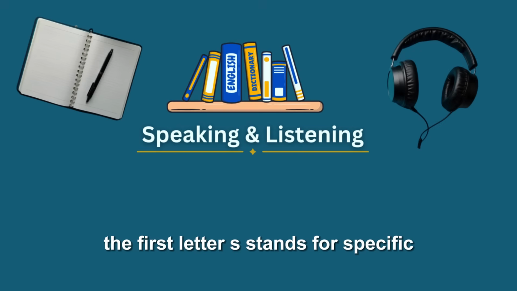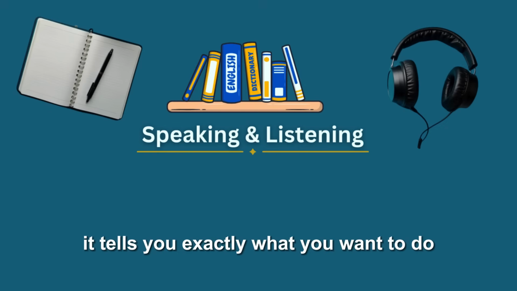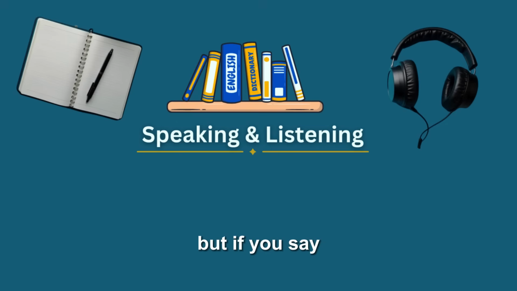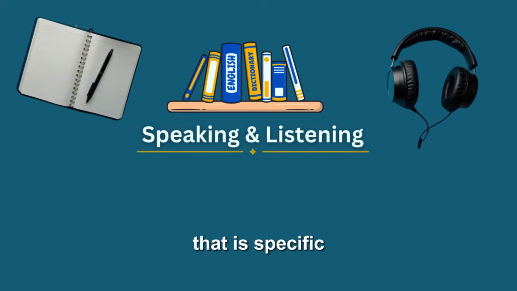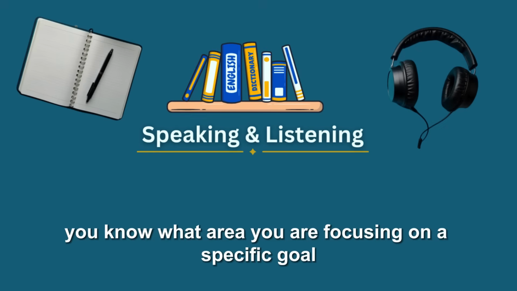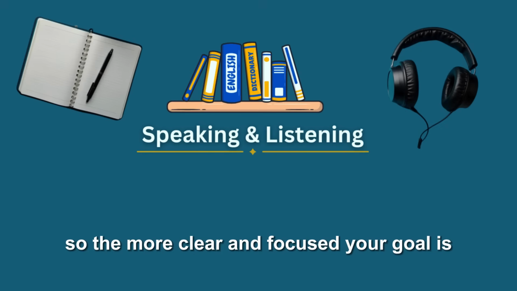The first letter S stands for specific. A specific goal is clear and not general. It tells you exactly what you want to do. For example, if you say, "I want to learn English," that is not very specific. But if you say, "I want to learn 20 new English words about food," that is specific. You know what kind of words you want to learn. You know what area you are focusing on. A specific goal answers the question, what exactly do I want to do? So, the more clear and focused your goal is, the better.